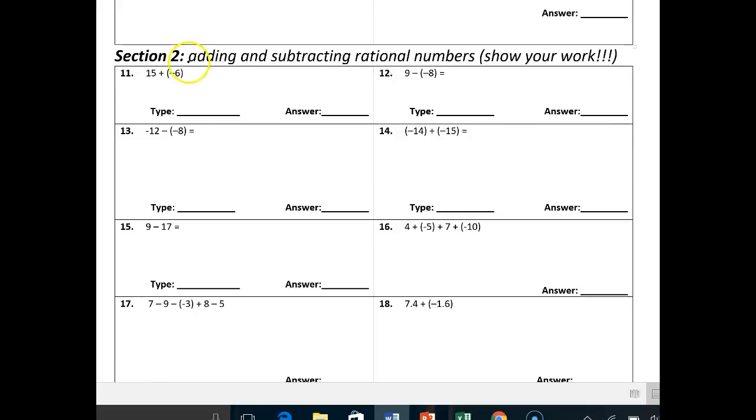So this type here is a DSSL. Different sign, subtract. Keep the sign of the larger. I have more positives, so I just want to do 15 minus 6, which should give me 9. My answer should be positive 9.